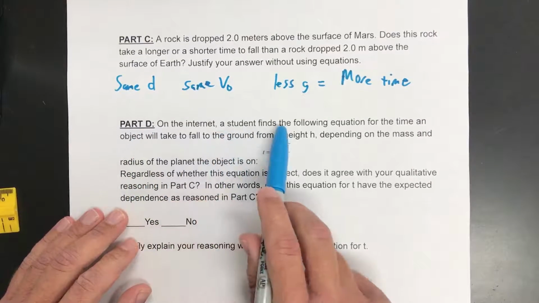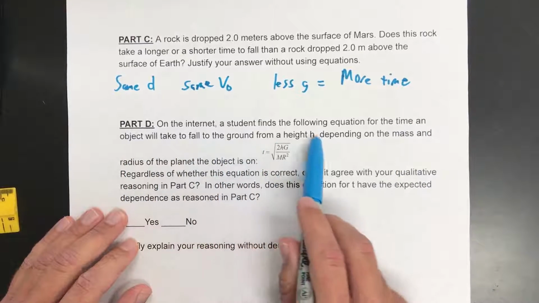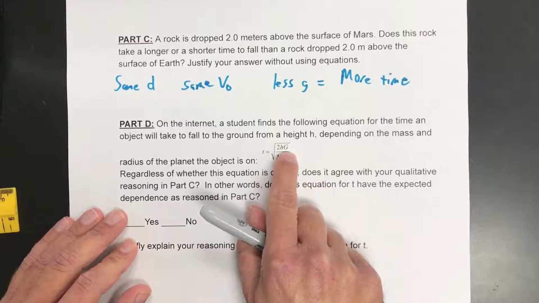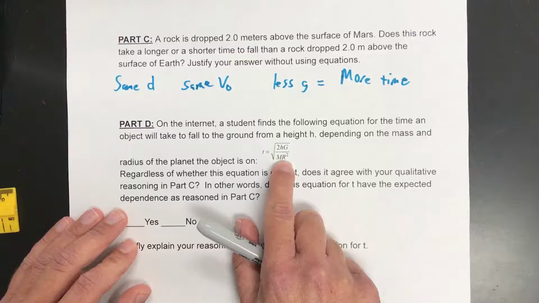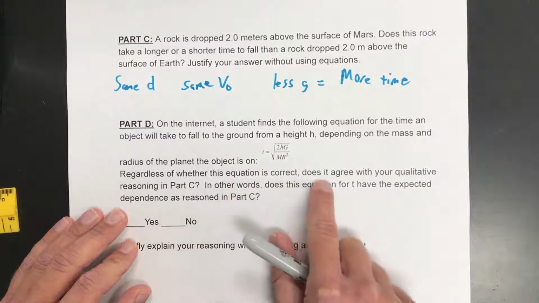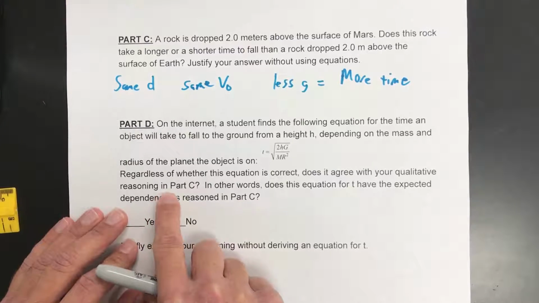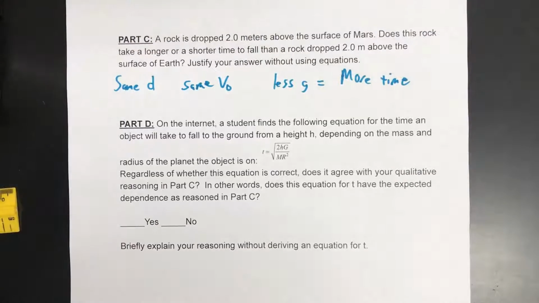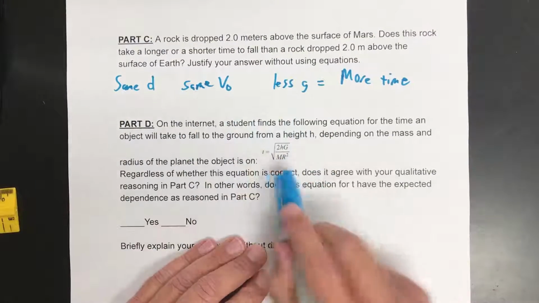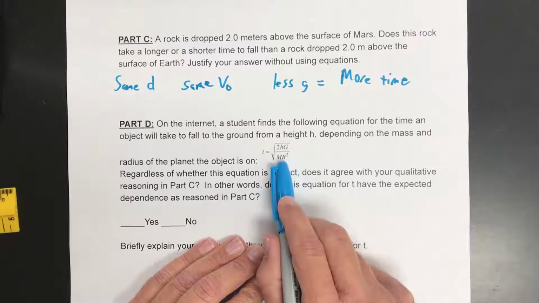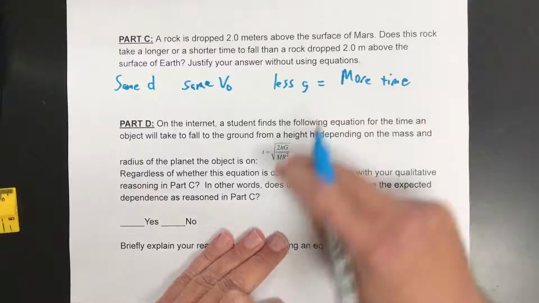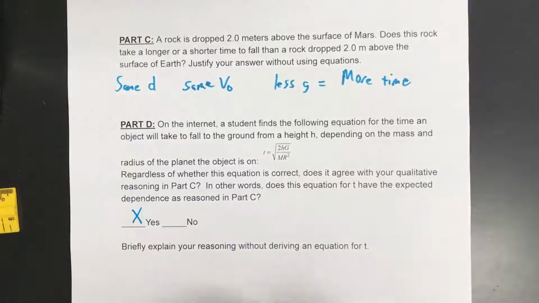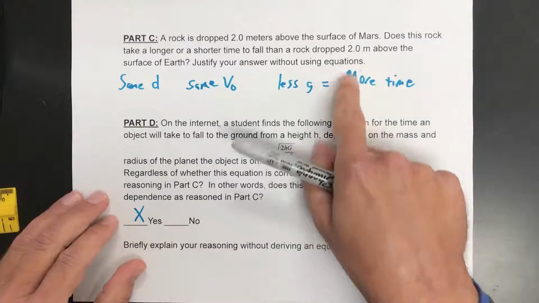Part D says, on the internet, a student finds the following equation for the time an object will take to fall to the ground from a height h, dependent upon the mass and radius of the planet it is on. t equals the square root of 2 times h divided by the universal gravitational constant times the mass over the radius squared. Regardless of whether this equation is correct, does it agree with your qualitative reasoning in part C? So if we look at part C up here, we said that our mass is smaller and our radius is smaller. If we divide by a smaller number, then the time will get bigger. So yes, it does agree with what we were saying in part C.